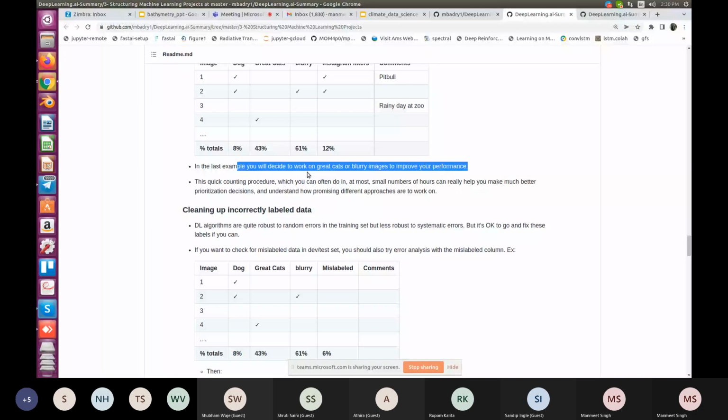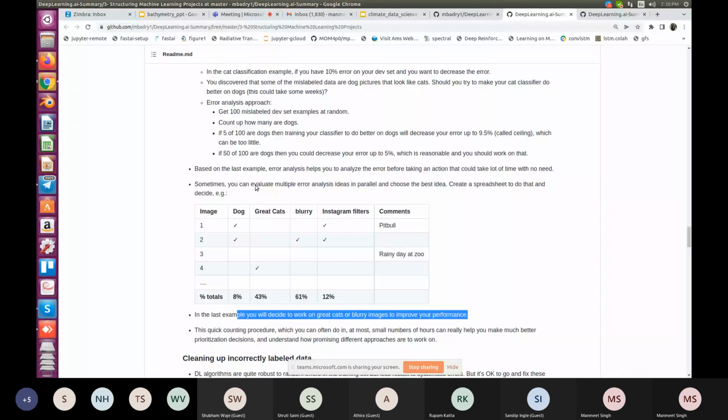This quick counting procedure, which you can most often do, can really help you make much better prioritization decisions and understand how promising different approaches are to work on. So this was carrying out the error analysis.